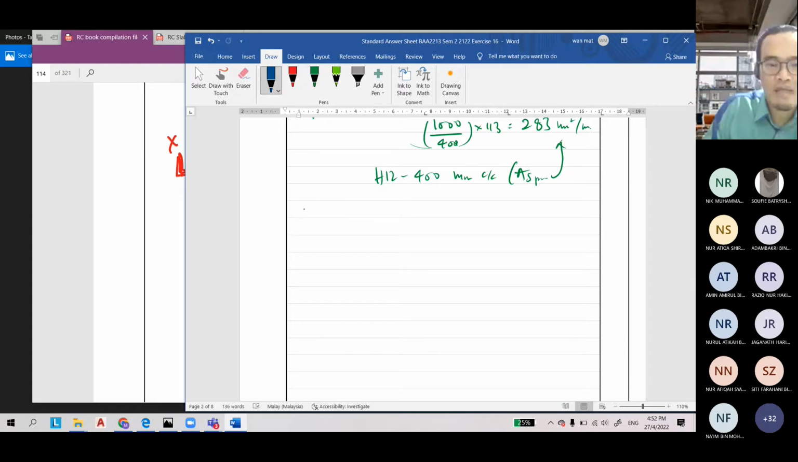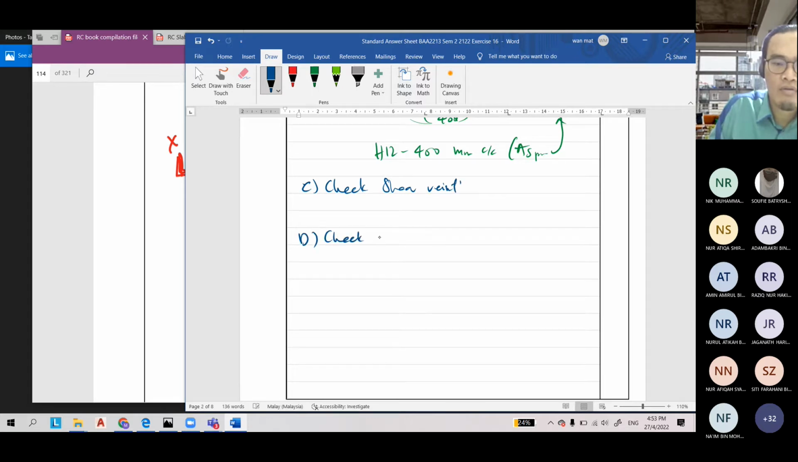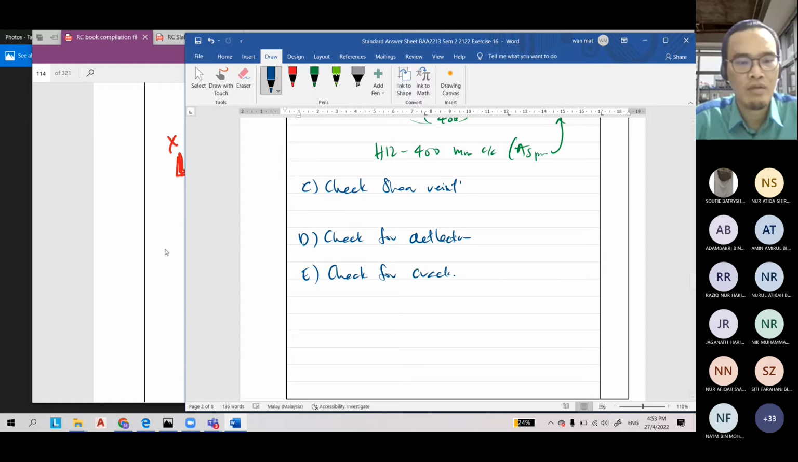Okay, I think I leave the task here for you. So you finish this exercise, and then you submit as attendance. So step number C is you check for the shear reinforcement, and then D you check for deflection, and then E you check for crack. Okay, it's okay. We will tackle one by one.